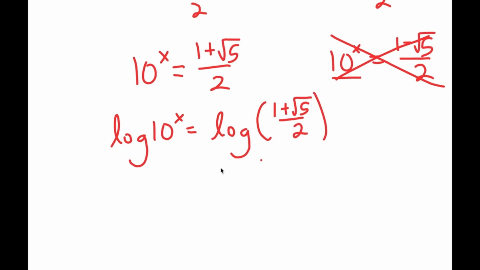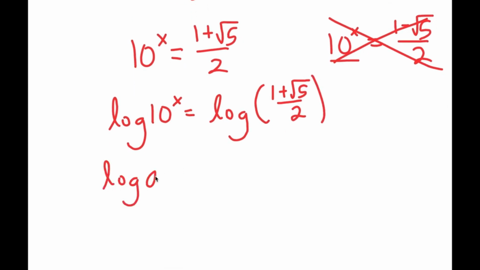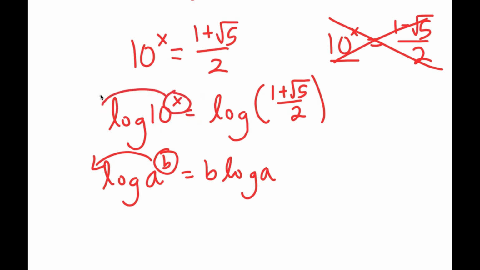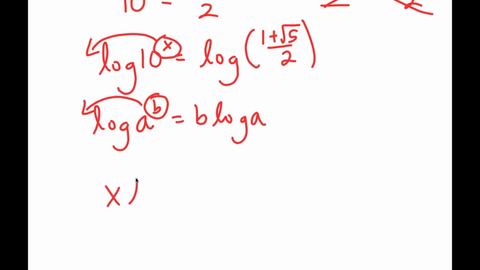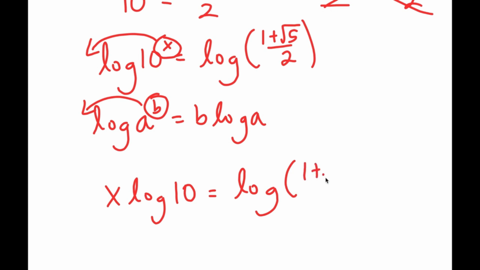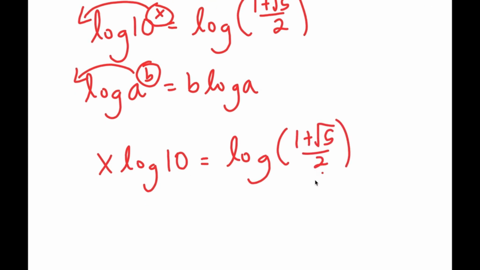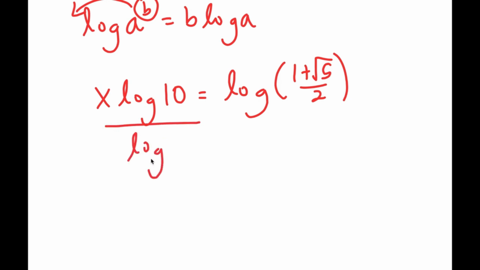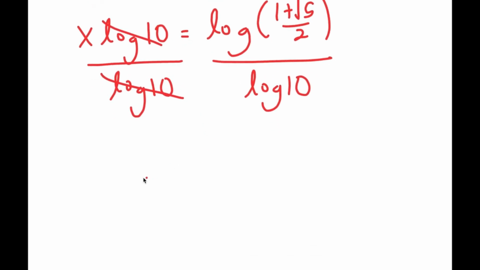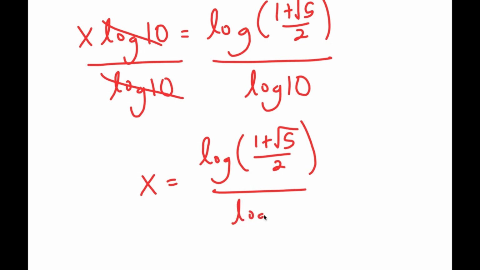And if I have something in the form log a to the power of b, I can move the exponent b to the front, so this turns into b times log a. So now I have log 10 to the power of x, which I can move x to the front, so I get x times log 10 is equal to log of 1 plus the square root of 5 over 2. And now I'm going to divide both sides by log 10. So then these two cancel out, and I get x is equal to log of 1 plus the square root of 5 over 2 over log 10.